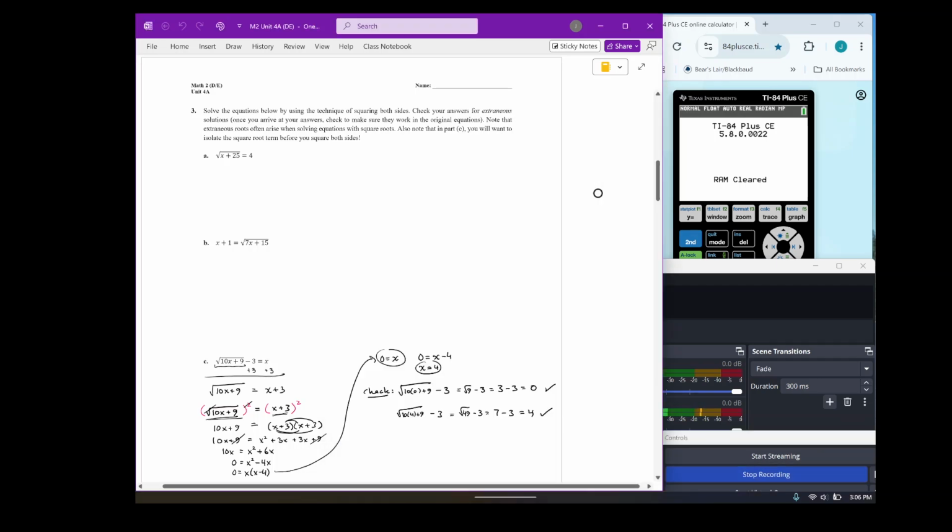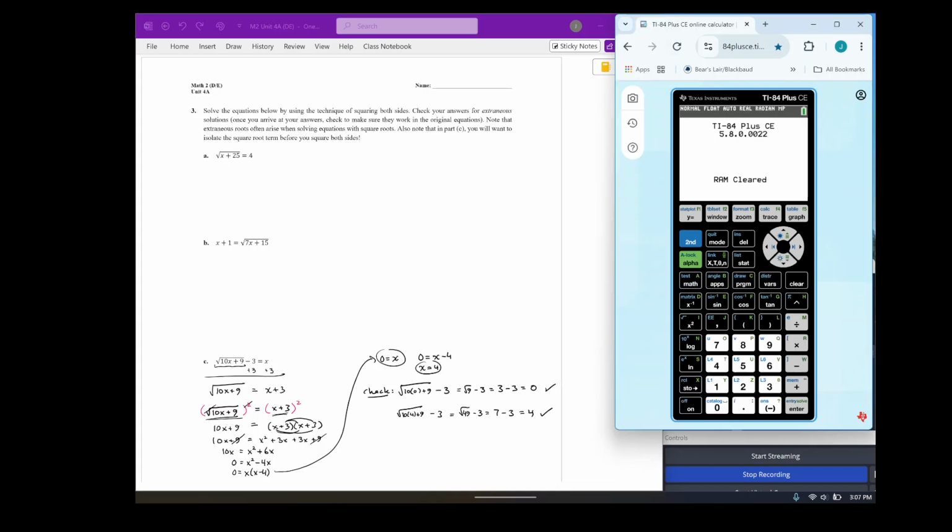Okay, so let's take a look at 4A number 3. Some of the homework problems were A, B, and D. So let's go through those. They're square root equations. All of them are square roots.